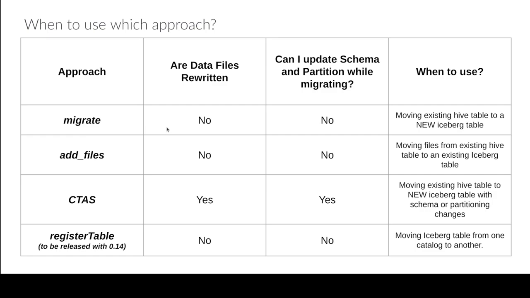Okay, so just to kind of recap, if I use the migrate procedure, am I writing any data files? No. Can I update the schema? No. When do I want to use this? If I want to take an existing Hive table and make it an Iceberg table as quickly as possible. Really, I'm not looking to make any changes. I just want this to be in my Iceberg catalog.